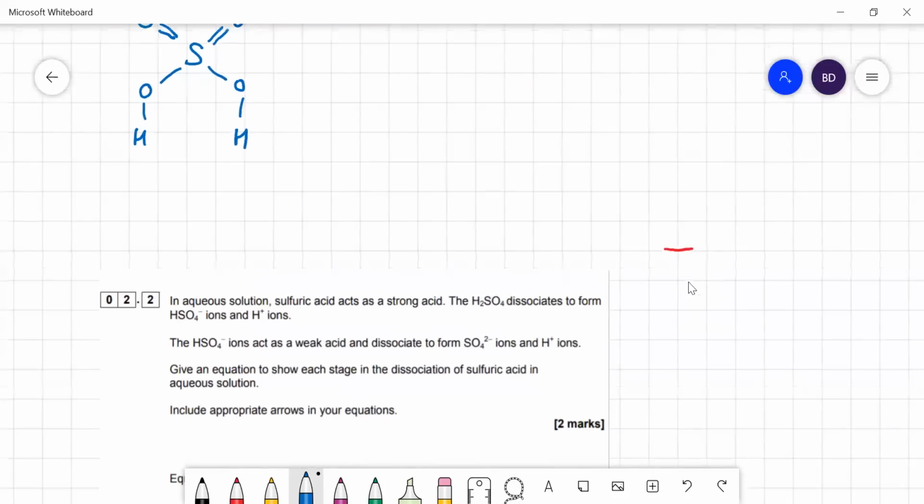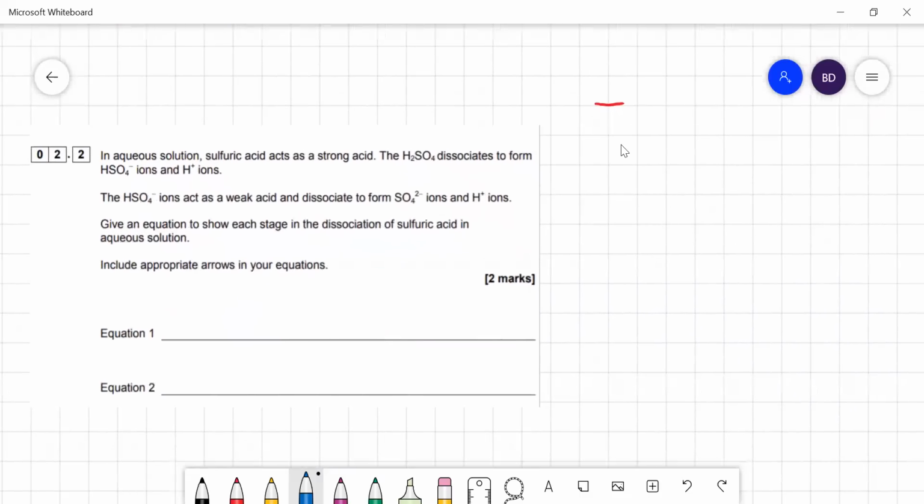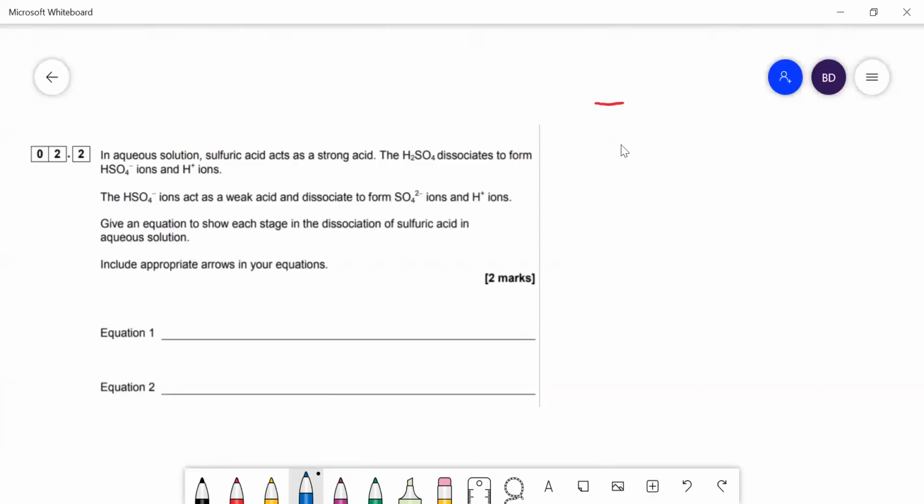Right. In aqueous solutions, sulfuric acid acts as a strong acid. The H2SO4 dissociates to form hydrogen sulfate ions, so it gives away 1 proton. And the HSO4- ions act as a weak acid. Now, normally we presume that the HSO4- acts as a strong acid, don't we? We presume that it completely dissociates usually, but in this question, they're saying, no, let's treat it more correctly as a weak acid. So let's do this then.